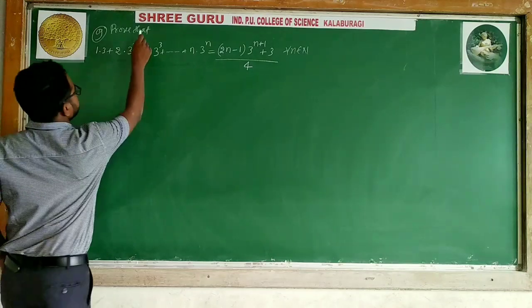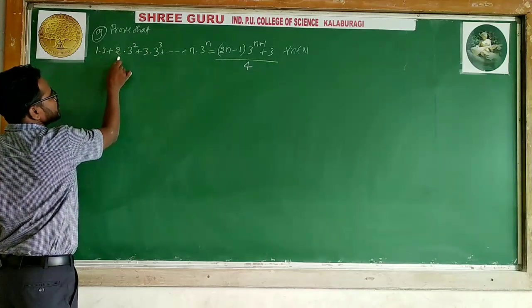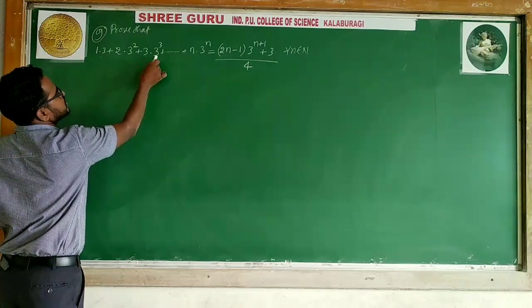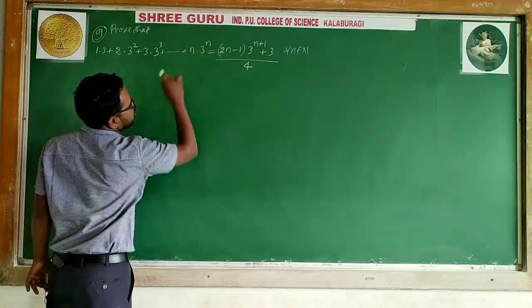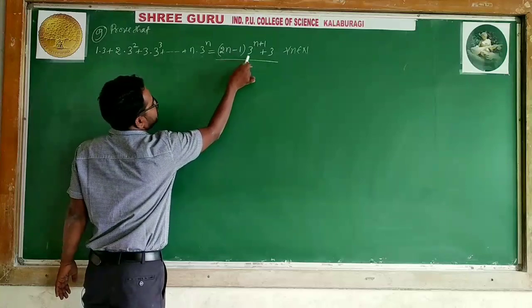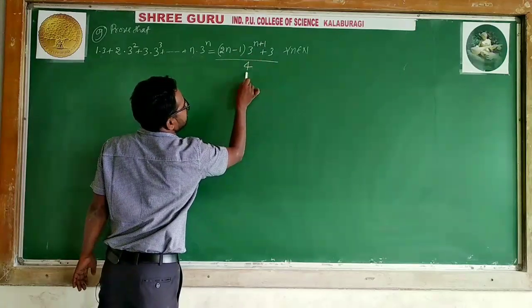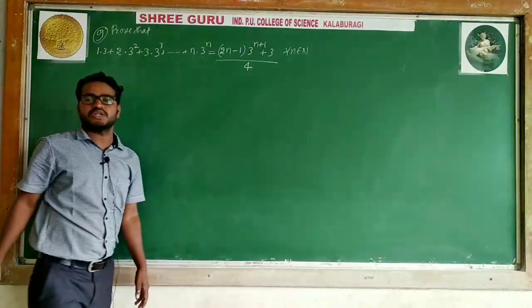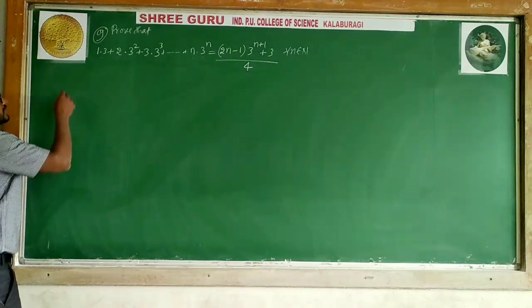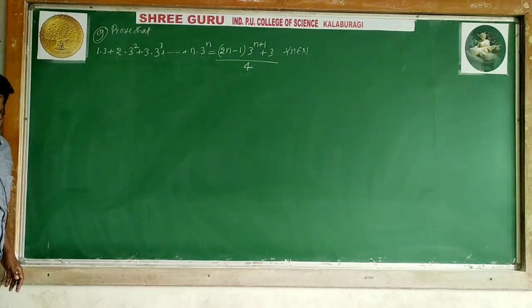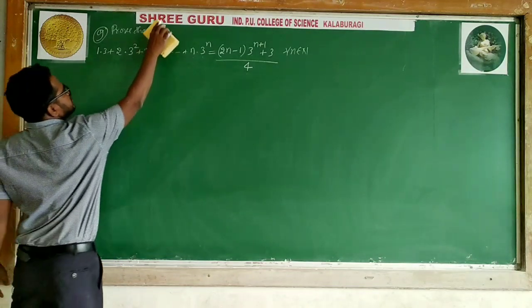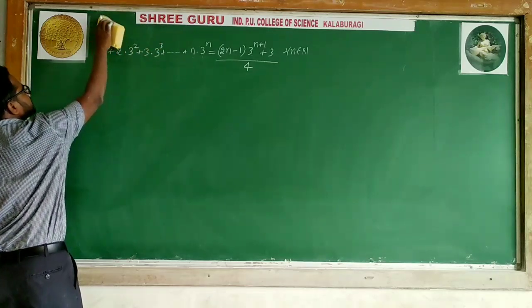Ninth one. Prove that 1 into 3 plus 2 into 3 square plus 3 into 3 cube plus so on, plus n into 3 to the power n, is equal to 2n minus 1, 3 to the power n plus 1, plus 3, whole divided by 4. It is true for all natural numbers. Same again. I will say let P of n be the given statement. This is also a mathematical statement.